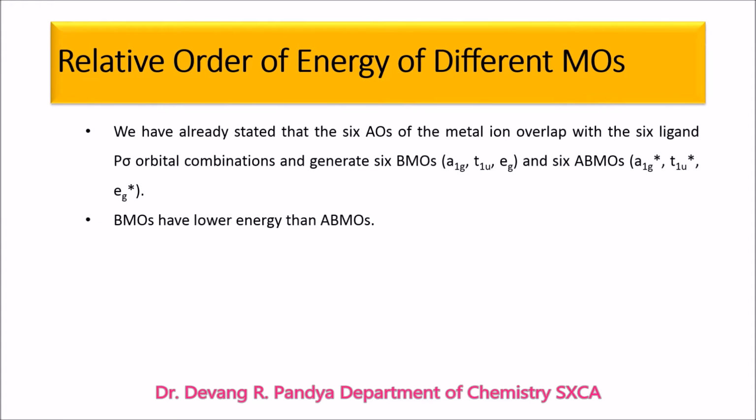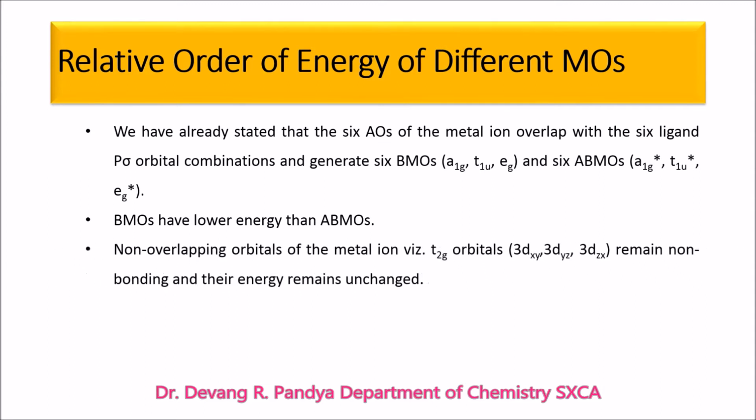BMO have lower energy than ABMO. Mind well, when you are drawing the MOED, please keep in mind that you need to show BMO having lower energy, even lower than that of LGOs. LGO has lower energy than the AOs of the metallic element, and that way we're going to study this energy ordering in this lecture.